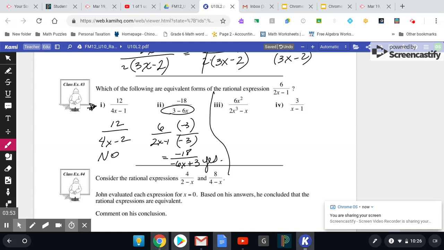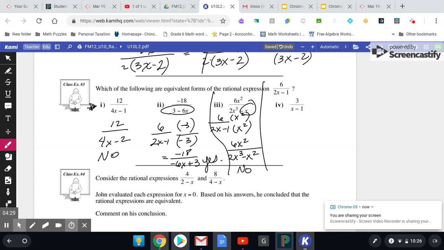All right, the next one. What could I do to this original piece to make it turn into the expression 6x squared? Well, I could times the top by x squared and then times the bottom by x squared, because if I do to the top, I must do to the bottom. That becomes 6x squared on the top, and on the bottom I would have 2x cubed minus x squared. Is that what they had? Nope, they don't have a plain old x. So this does not work. The answer is no, it is not equivalent.